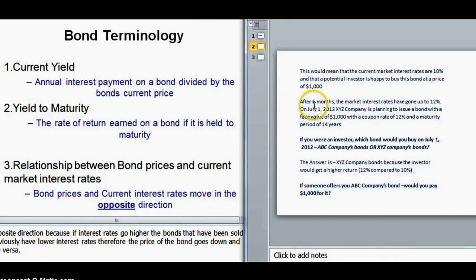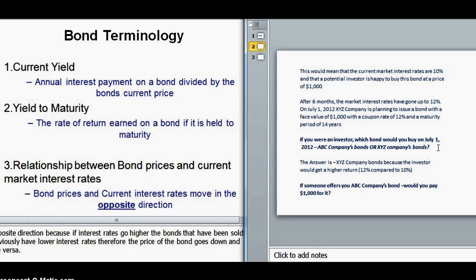But after 6 months, if the market interest rates have gone up to 12% from 10%, and on July 1, 2012, XYZ company is planning to issue a bond with a face value of $1,000 and a coupon rate of 12%, which is also the market interest rate with a maturity of 14 years. The question here is, if you were an investor, which bond would you buy on July 1, 2012? The ABC company's bond or XYZ company's bond?